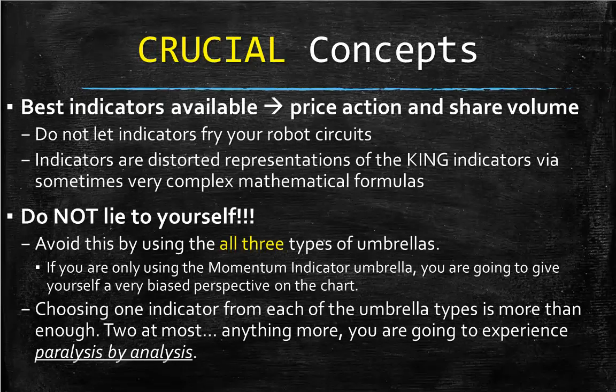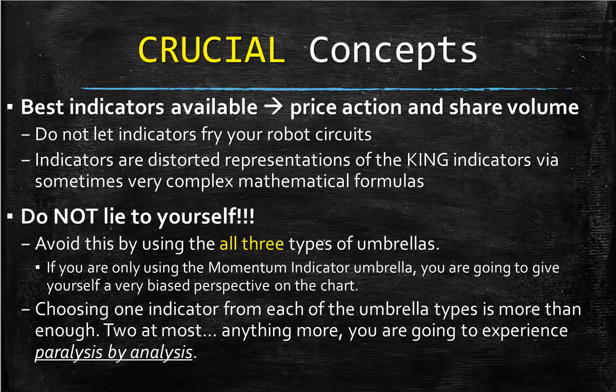And in our final slide here, I want to annoy you first and then cover another very, very important concept. But best indicators available, yeah, you know it by now, price action and share volume. Do not let indicators fry your robot circuits. Indicators are just, as I've said, distorted representations of the king indicators via sometimes very, very complex mathematical formulas. So don't overwhelm yourself. Don't have a chart with 8 million indicators on it if your mind can't handle it. Like I talked about in the support and resistance case study video, don't throw up 800 supports and then another 1,200 resistances and have lines all over the chart if that's going to confuse yourself. Don't fry your circuits. You know where your circuits are most comfortable, so keep that in mind, and that goes with indicators too.